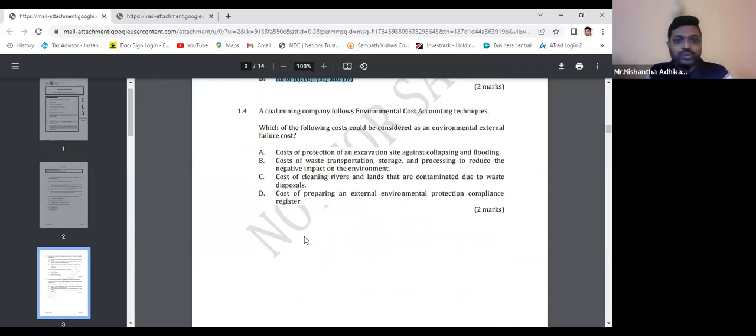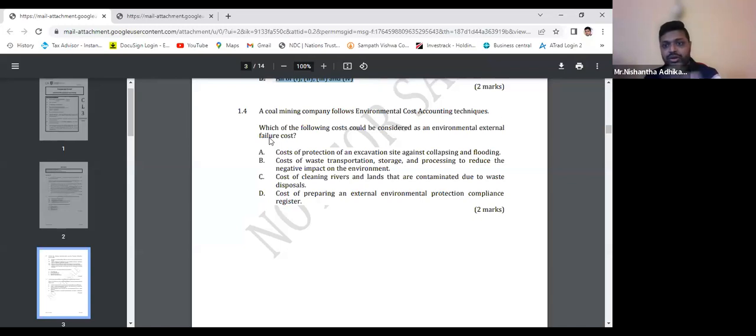Fourth one, look at the fourth one. A coal mining company follows environmental cost accounting techniques. Okay, environmental management accounting practices, right? Which of the following costs would be considered as an environmental external failure cost? Can you remember in the quality cost, we have identified two main types of cost: cost of quality conformance and cost of quality non-conformance. When it comes to the cost of quality non-conformance, we have identified external failure cost and internal failure cost.